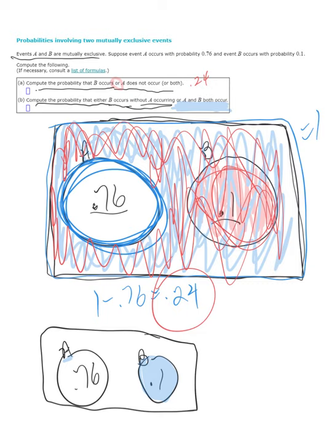Or A and B both occur. Well, A and B can't occur at the same time. There is no overlap for A and B, so this right here has a probability of 0. That can't happen. So really all I've got here is that B occurs. Of course, A is not going to happen when that happens. So the answer to that one is just that 0.1.